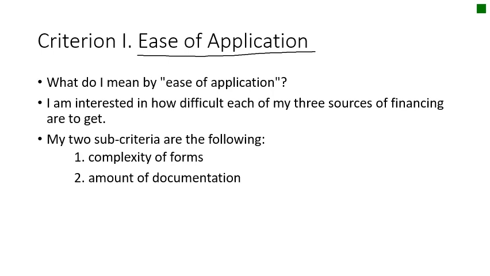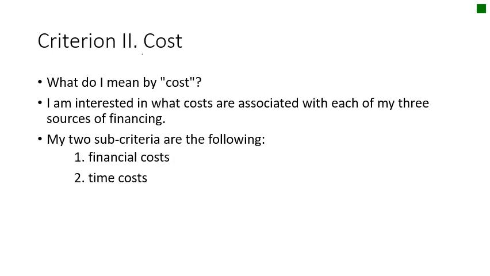Just saying one's easy, one's not is not really helpful. What do I mean by ease of application? Well, I want to ask of all three of my funding types, how complex are the forms? Do I need to get extra help to fill these forms out? How much documentation do I actually have to get together? Do I have to make trips to the bank, dig up records that I might have, get my parents' income tax forms? What do I need to do? That's ease of application. My second criterion is cost.